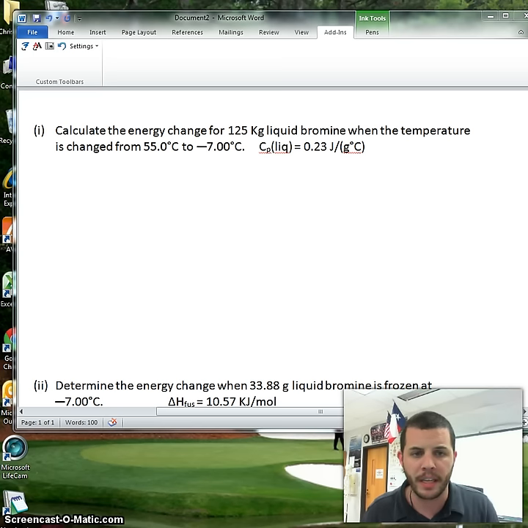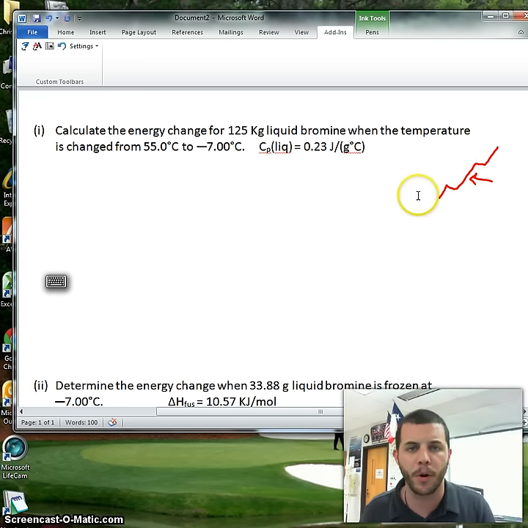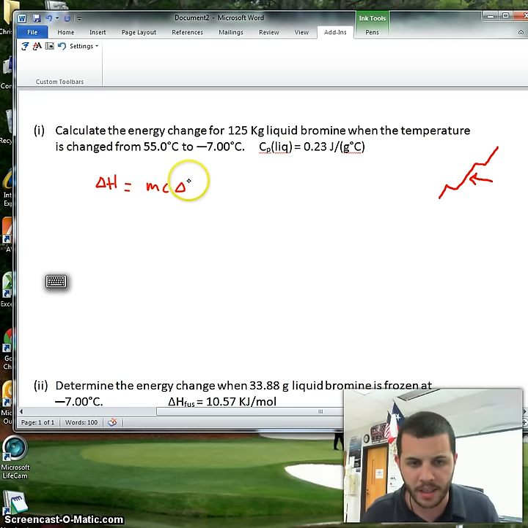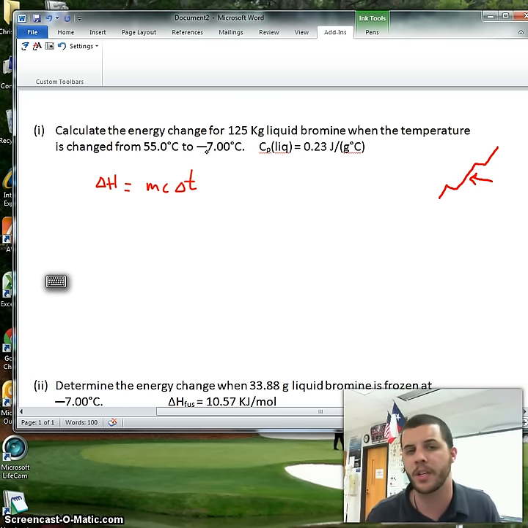So this tells me that we are changing the temperature of liquid bromine. So on our little chart, we are right here in this area because we're at liquid bromine, but we're not changing phase. So I know that since I'm changing my temperature, I'm going to use my MCAT formula, which is delta H equals MC delta T. Well, my mass is 125 kilograms. I know that according to my formula, though, I have to make sure that that's in grams.